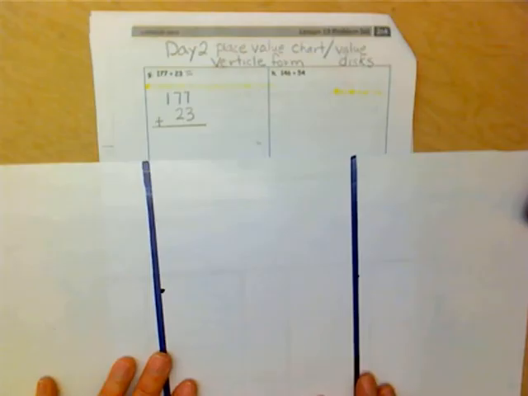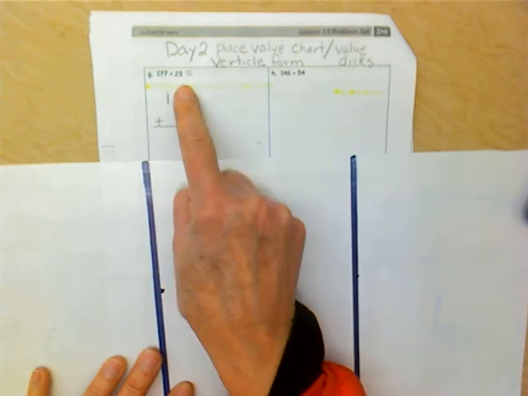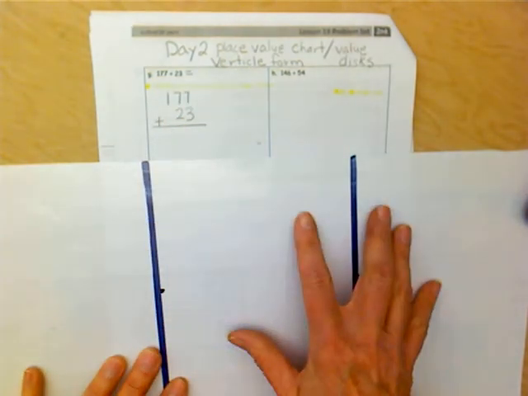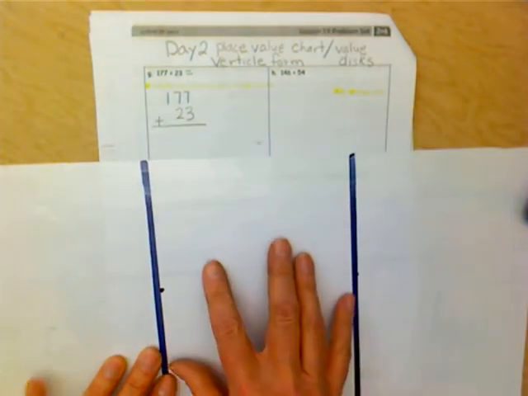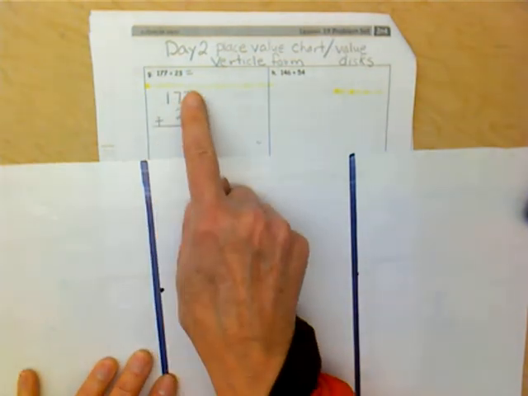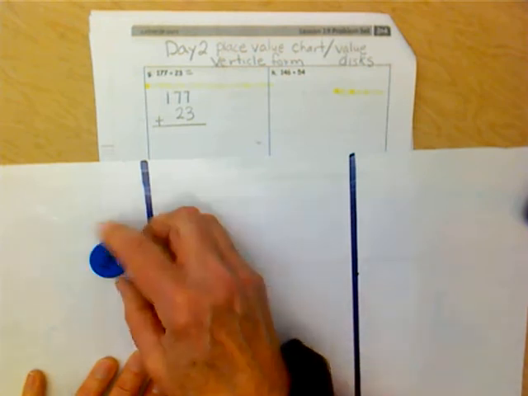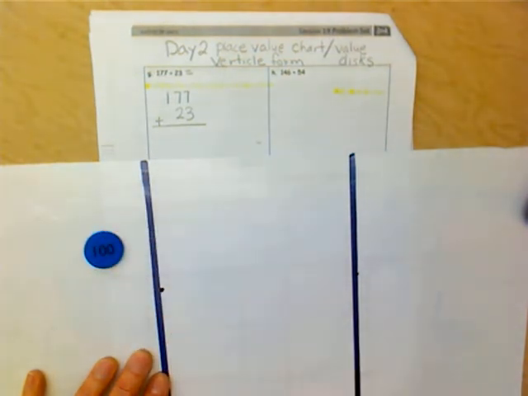All right, let us continue. So we have written 171 plus 23 in vertical form, and I'm going to at least work this first one with you on the place value chart. So I need to start by representing both of my addends, and I have 1 100, 7 10s. Let's get that counted out.